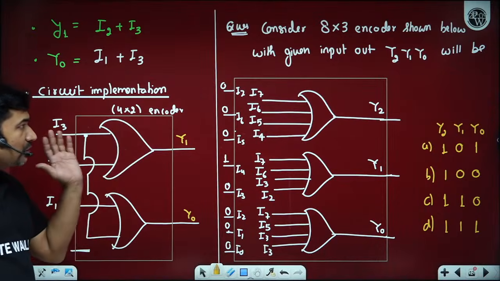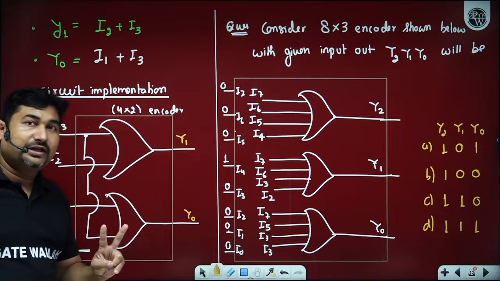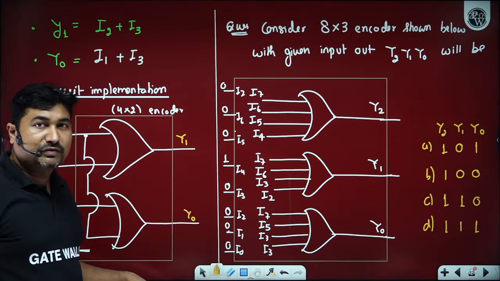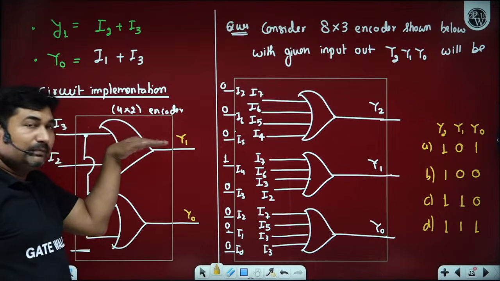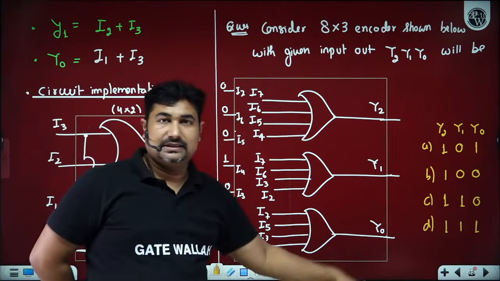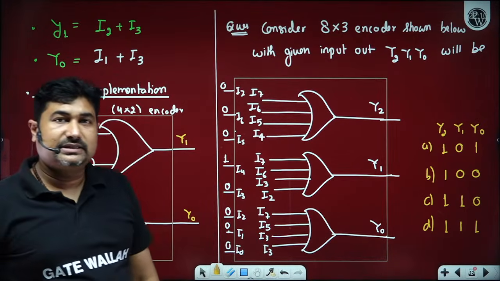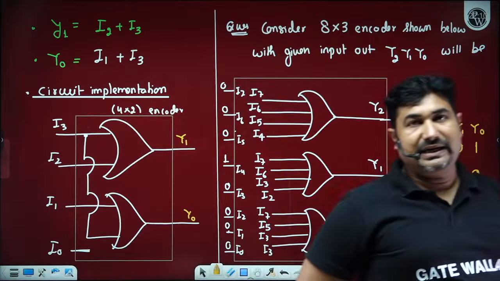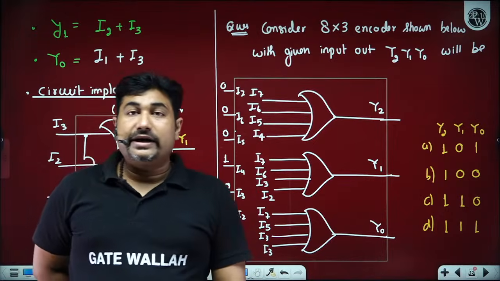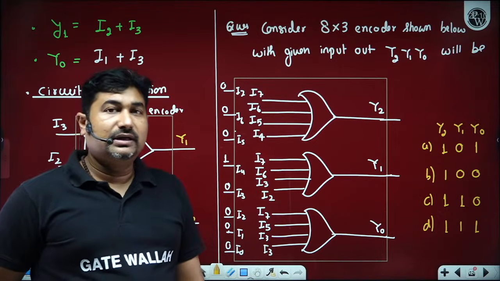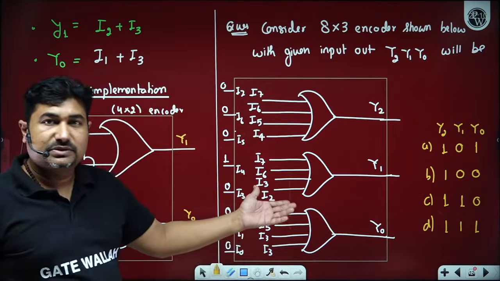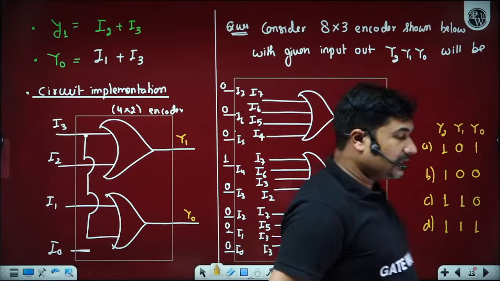In case of a 4x2 encoder, we have 2 OR gates. The number of OR gates required, if there is no limitation on the number of inputs or fan-in, is the same as the number of output pins. How many of you able to understand, beta ji? Great. So many times this question is asked: how many OR gates are required to implement an 8x3 encoder? That is equal to 3 only. How many of you able to understand, beta ji?